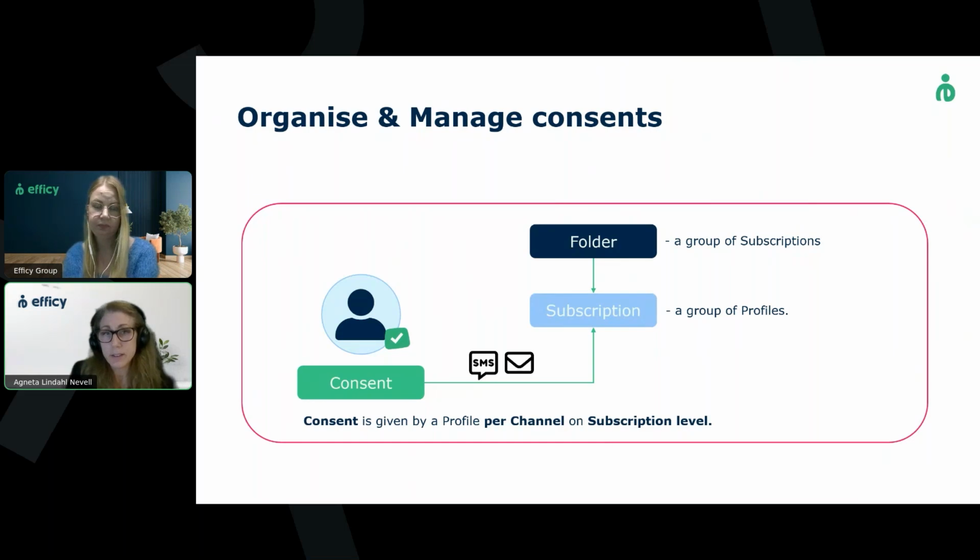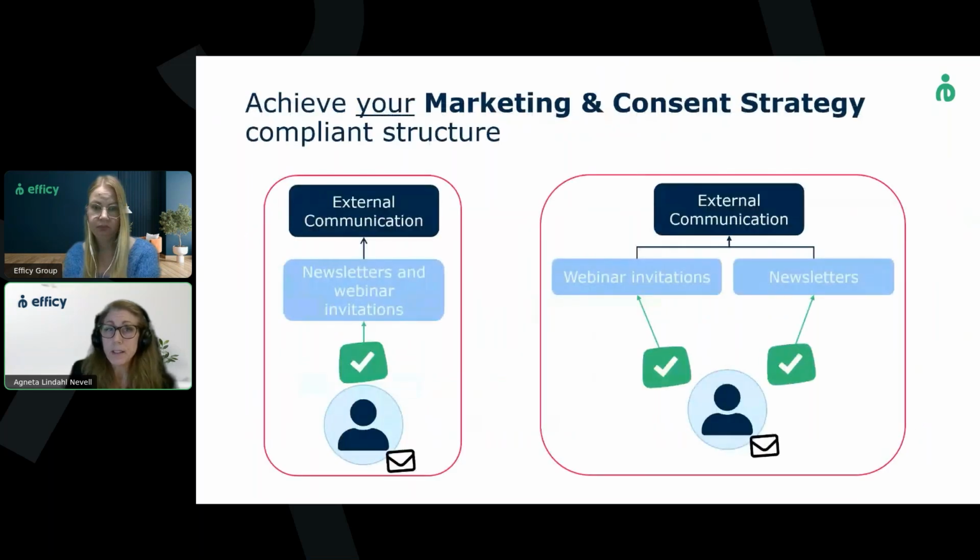Now your consent structure will always mirror your consent and marketing strategy. So let's look at two examples. In the first example on the left side, the structure is very simple. In the folder external communication, we have one subscription, one channel, which basically means we have one consent for all email communication. So if I opt in, it's for both newsletters and webinar invitations at the same time. And when I opt out, I'm actually withdrawing my consent for both as well, which means no more marketing emails from the external communication.